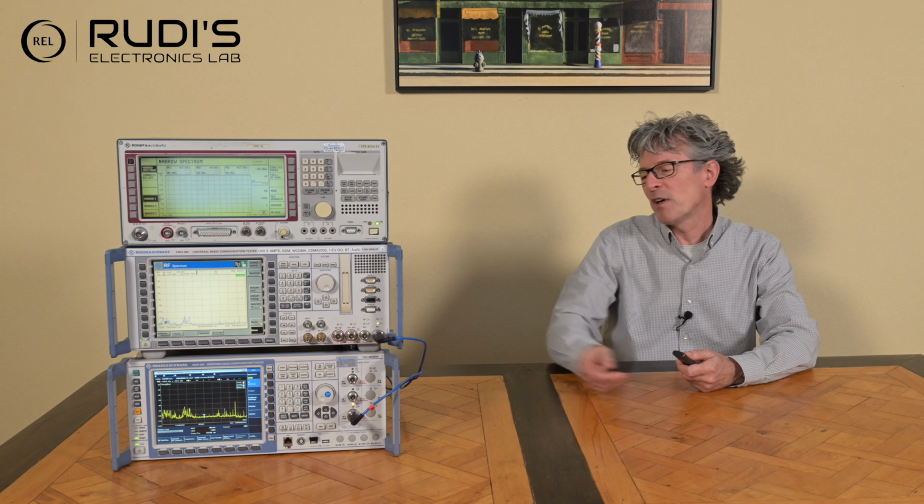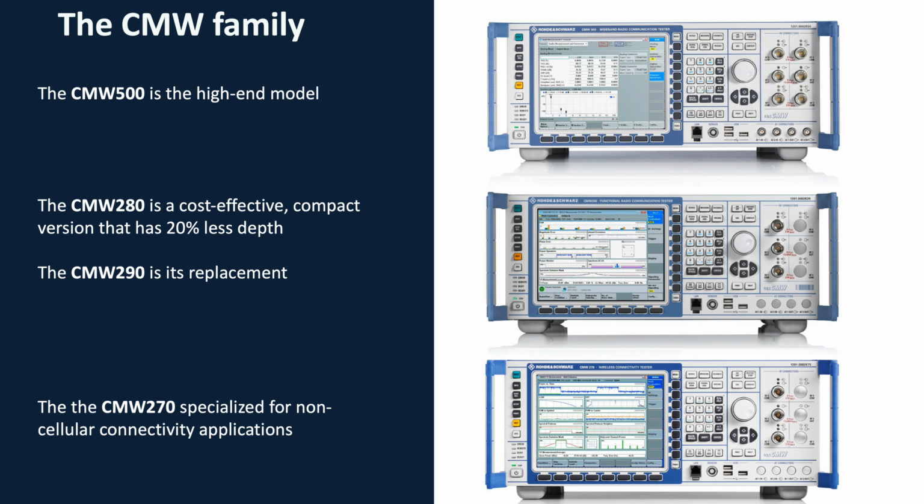Now the CMU500 is actually not one single device, there's a whole family. And the CMU500 as I have it here is their high-end model. Then there are a couple of more cost-effective models, the 280 later replaced by the 290. It's a bit more compact, a little bit less deep, and I think that also means you can have fewer extension boards in there in terms of number of channels or hardware support for protocols. And you also got the 270 tester, which was designed for non-cellular applications like a Bluetooth tester or a WiMAX tester. WiMAX was never that popular, but I see quite a lot of them on the second-hand market, maybe because WiMAX was not popular.